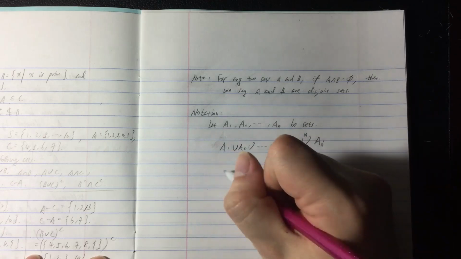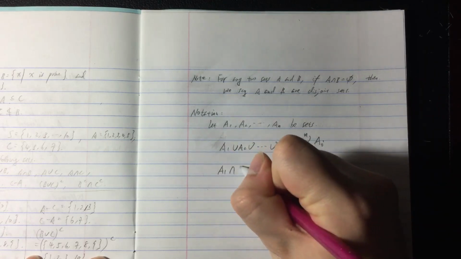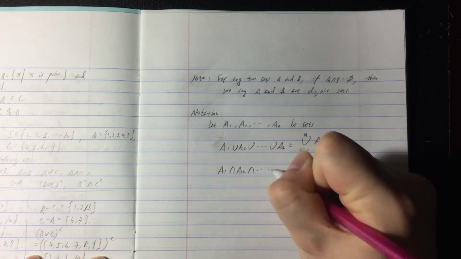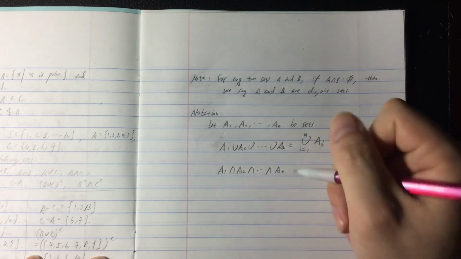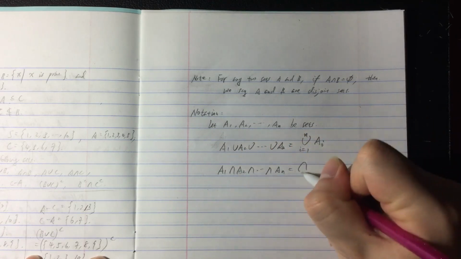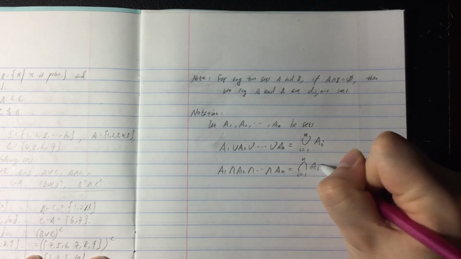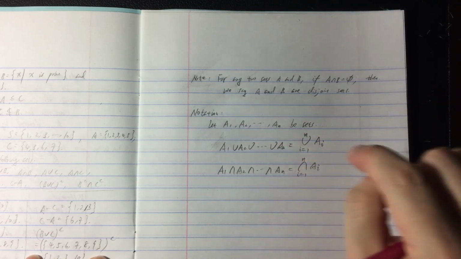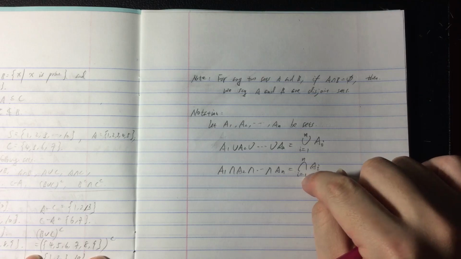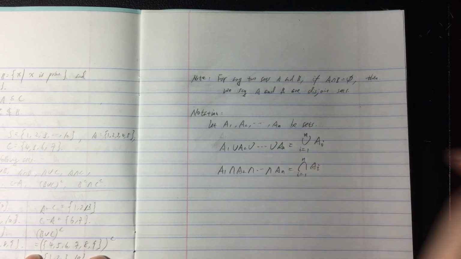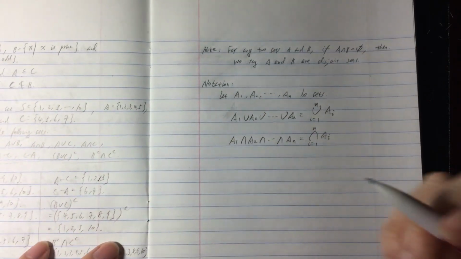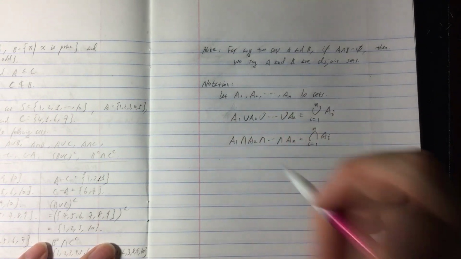And similarly for intersection, A1 intersection A2 intersection up to AN can be written as intersection I from 1 to n of AI. Here I is from 1 to n, that means A1 intersection A2 intersection A3 up to AN. Next, let's try an example about this notation.